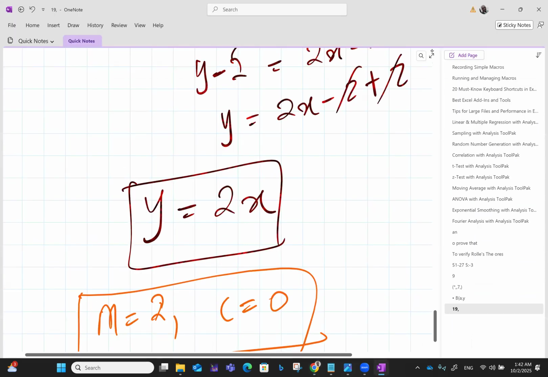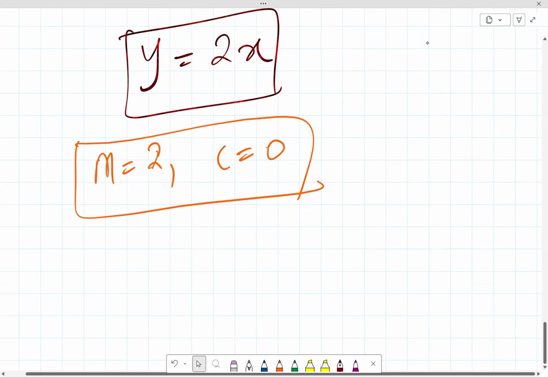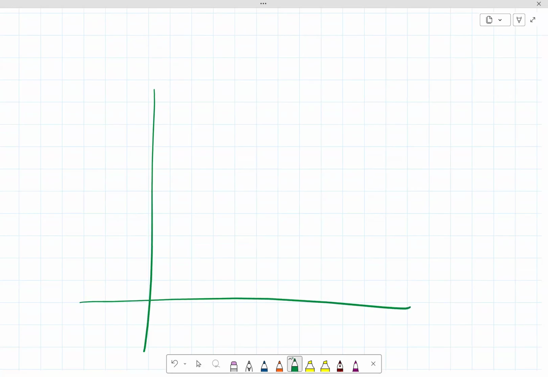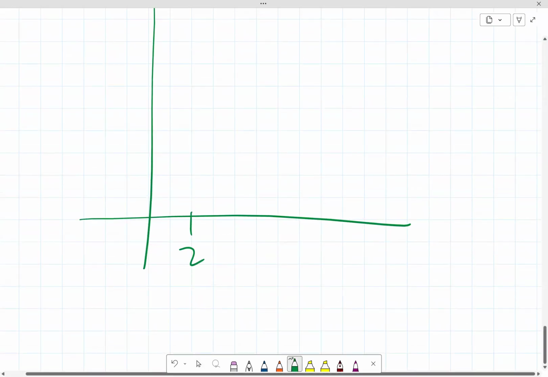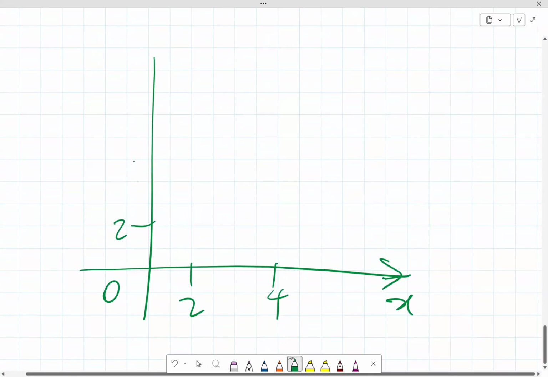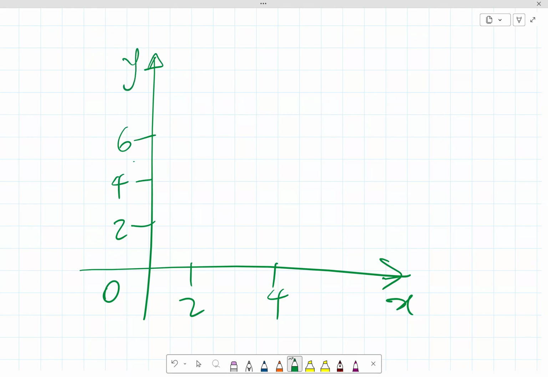All right. So for this intercept form, imagine you have this. Let's say this is 2, 4 on the x-axis. This is the origin as usual. This is 2, 4, 6 on the y-axis. And then we want to find the equation of the line with x-intercept 4, so it passes through this point, and y-intercept 6, this. So this is the line now.